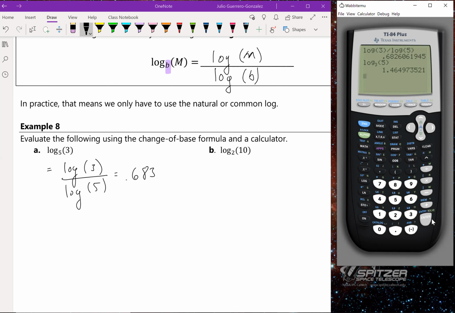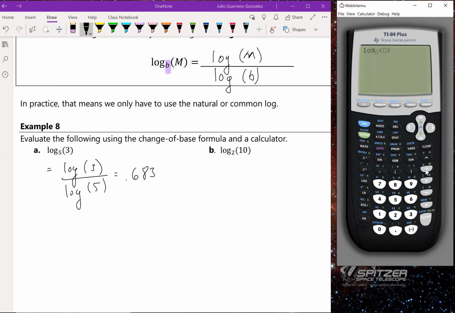Oh, I put them in backwards. Haha. Let's try that again. Whoa, how'd you get there?